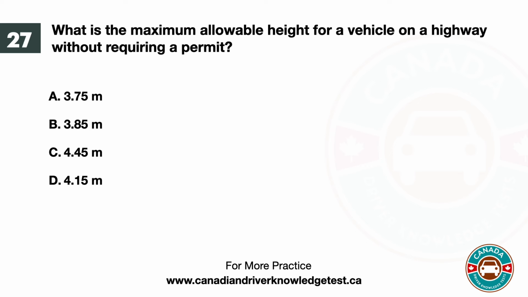Question 27. What is the maximum allowable height for a vehicle on a highway without requiring a permit? A. 3.75 m. B. 3.85 m. C. 4.45 m. D. 4.15 m. The answer is D. 4.15 m.